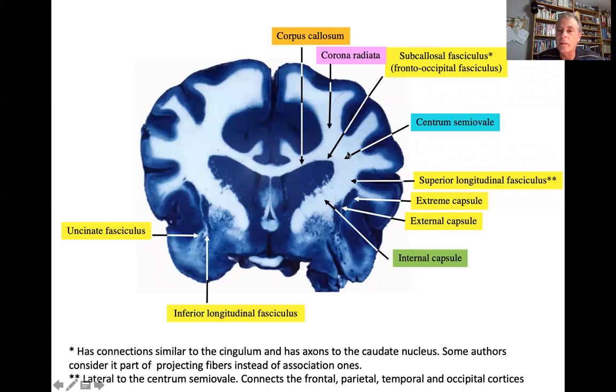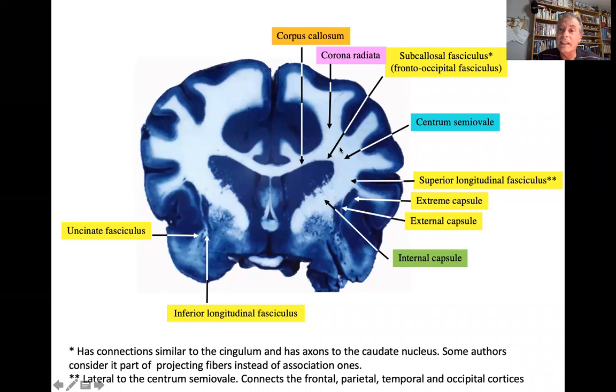Some of the fibers from this centrum semiovale may project to the cortex. They form the corona radiata. However, we also have fibers that run longitudinally, fibers that connect different areas, association fibers. Some of them perpendicular, some of them longitudinal. These are the external capsule and the extreme capsule. The external capsule is between the putamen and the claustrum, and the extreme capsule is between cortex and claustrum. And these are associative fibers.